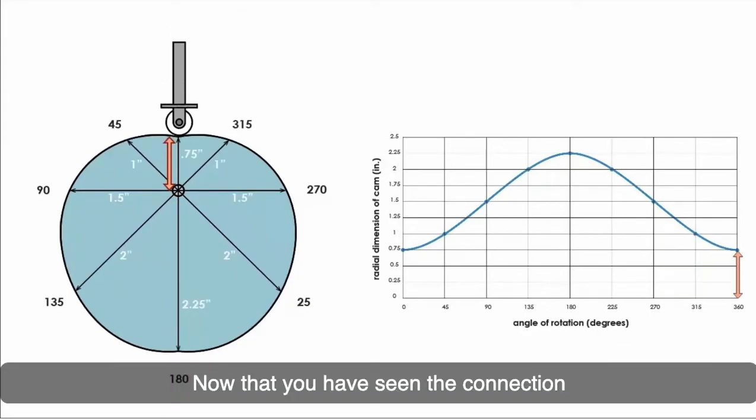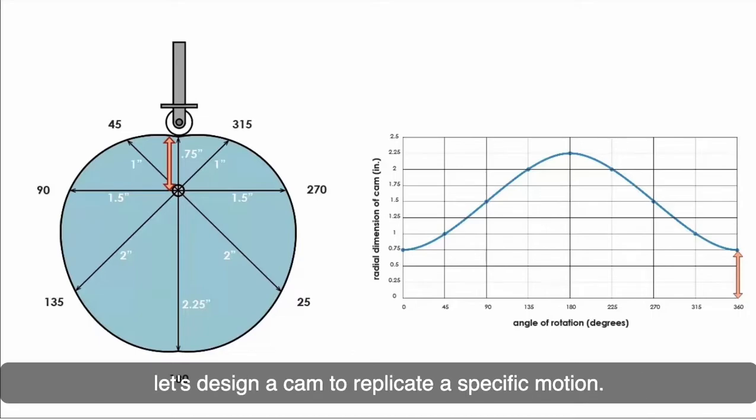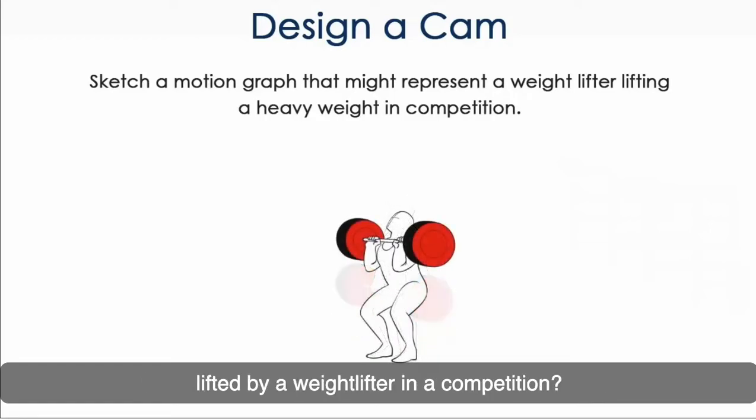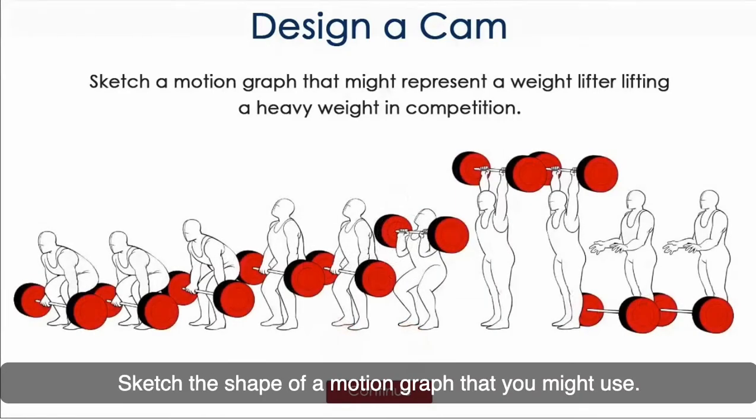Now that you have seen the connection between radial dimension of the cam and the motion graph, let's design a cam to replicate a specific motion. How would you represent the motion of the barbell lifted by a weightlifter in a competition? Sketch the shape of a motion graph that you might use.